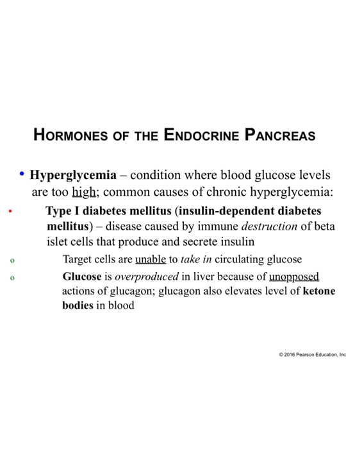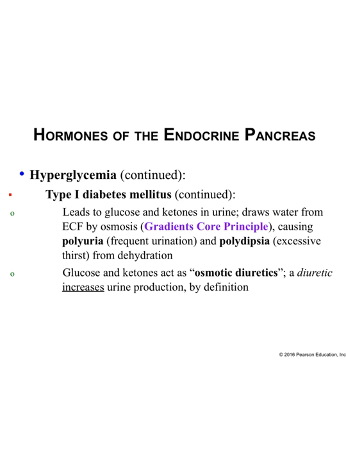Glucose is overproduced in the liver because glucagon will elevate levels of ketone bodies when not enough insulin is present to counterbalance. So type 1 diabetes leads to glucose and ketones in the urine. You have too much glucose, so you're going to get rid of the extra, and then your liver has too many ketones as well. This draws water from your extracellular fluid because of osmosis, causing you to urinate much more often, polyuria, which basically means that you're going to be dehydrated.